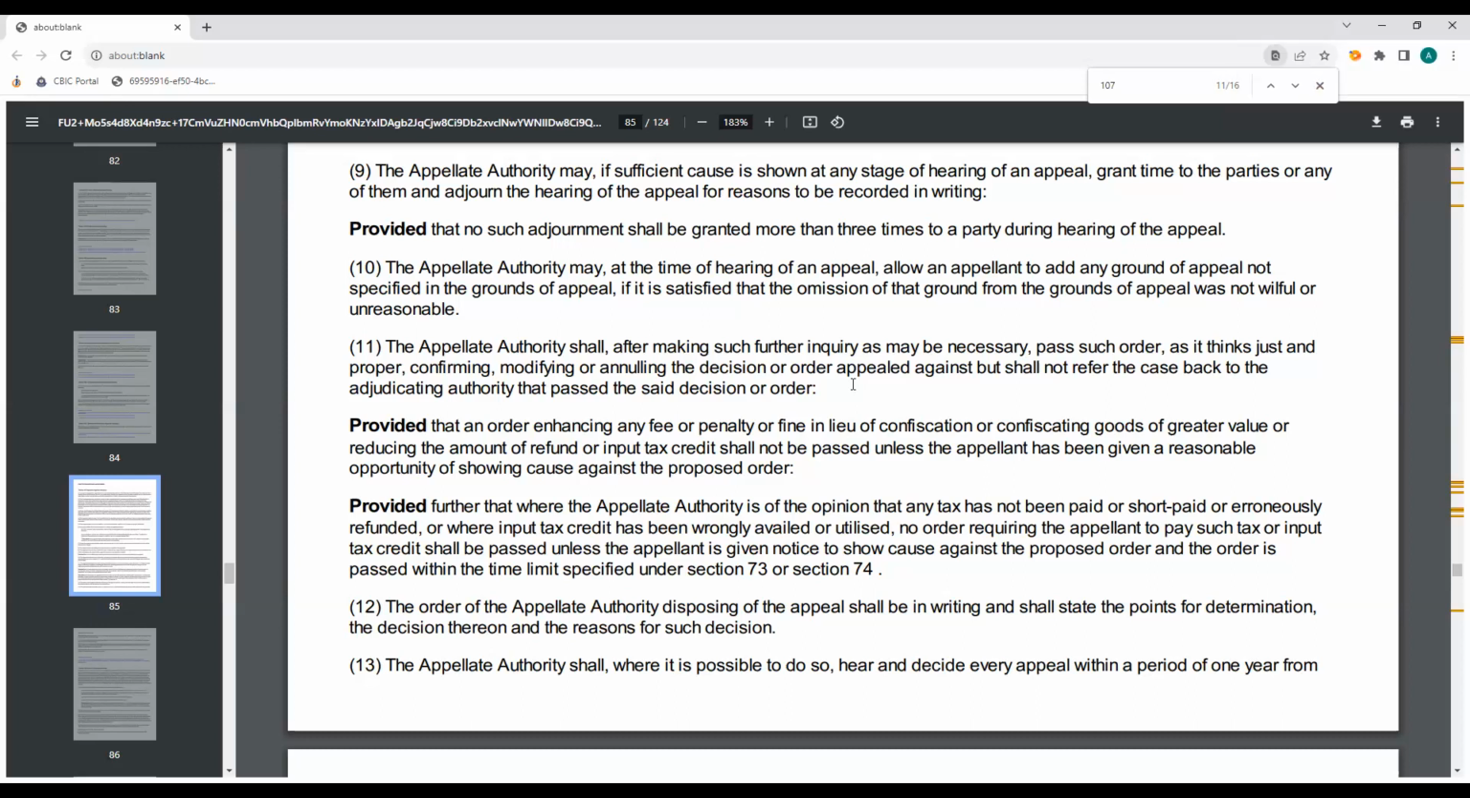Sir, and again, the second proviso to 107.11 only specifies the period of limitation of the order and not the period of limitation of the show cause notice. Yes. So the appellate authority which is giving a show cause notice, even if it is beyond the period of limitation as given in 73-74, would it still be a valid show cause notice, sir?